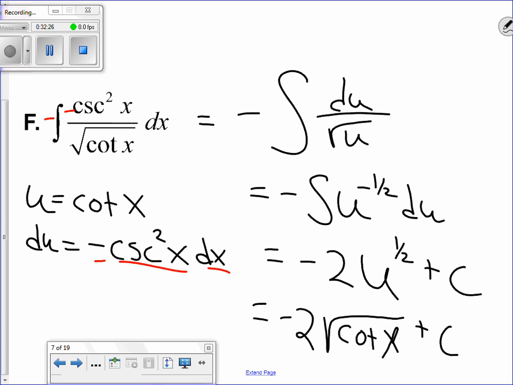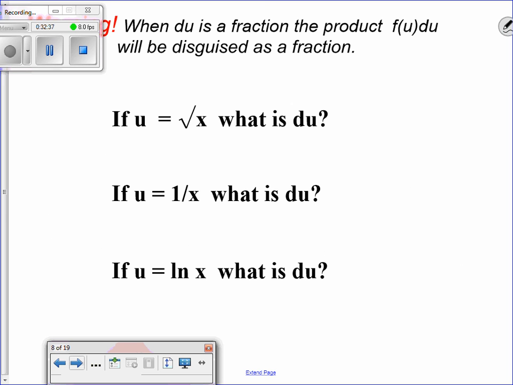Now, even though I'm not going to be able to really show you big examples, I have to show you these 3 tricky u's. These are the u's that are going to mess you up if you're not aware that they're out there. Over the years, I've found that kids always have problems when u is either radical x, 1 over x, or ln of x. And the reason is because du is a fraction. And I just want to show you what these are.